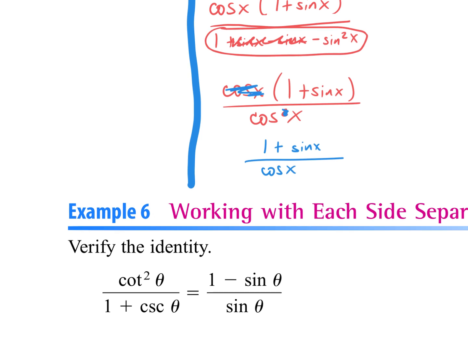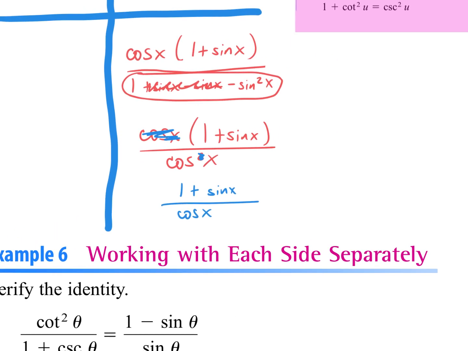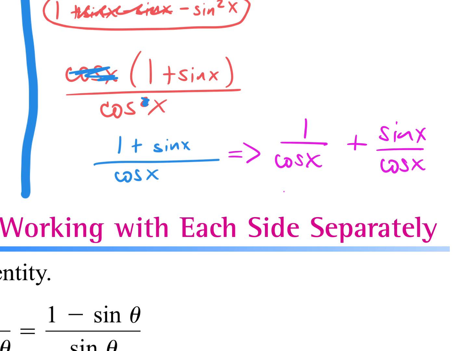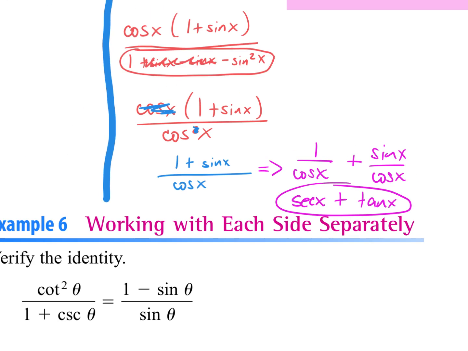Listen to what Kozlowski just said. He was about to talk himself out of it. Can we split this up into 1 over cosine x plus sine x over cosine x? Are you allowed to do that algebraically? Yeah. There's one denominator on the bottom. Remember, if you're trying to simplify and there's a plus on the top, that denominator goes to both. Well, when you do that, what does 1 over cosine become? Secant x, good. Plus what? What's sine over cosine? Tangent x. Kozlowski, $1 million. Good job.